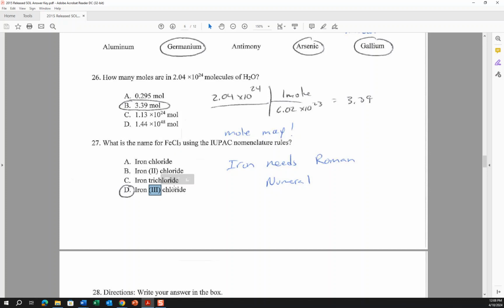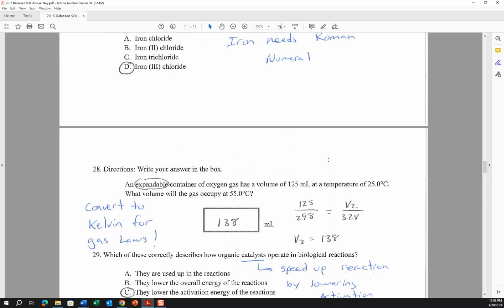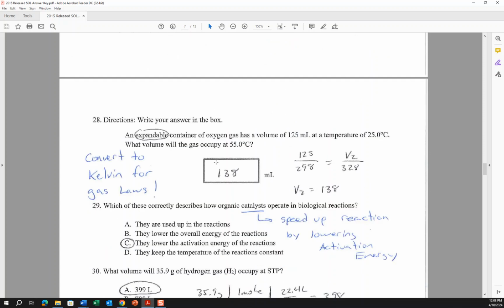All right, so here we got a gas law, and what you have to remember about the gas laws is anytime you're plugging in a temperature value, it has to be the Kelvin temperature value. On the SOL, they're going to give you degrees Celsius most of the time, and you need to know how to turn this into Kelvin. All you have to do is add 273. So 25 plus 273, that's where that temperature came from. 55 plus 273, that's where that temperature came from.